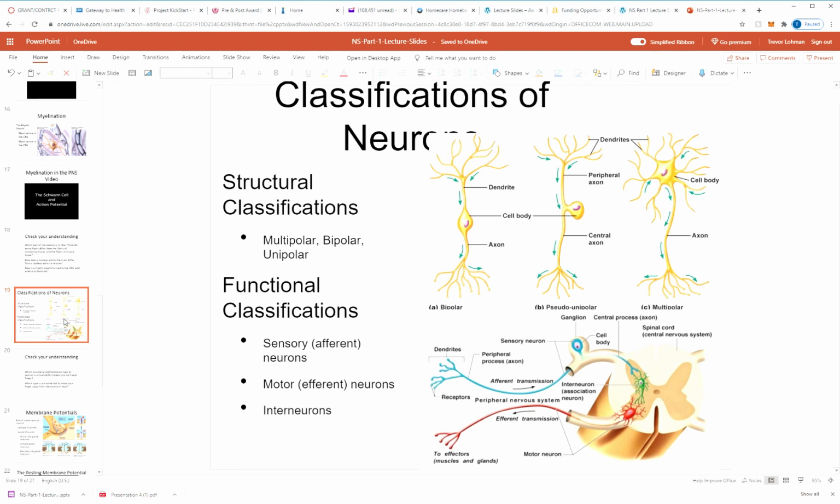So let's classify some neurons. And guys, we're actually almost done with part 1.